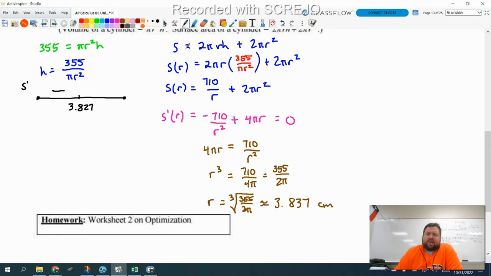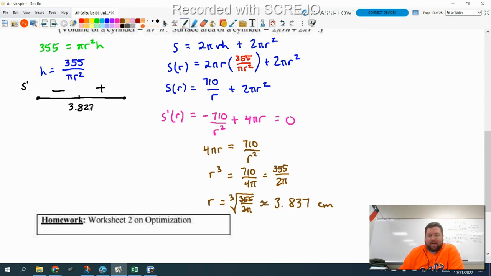All right, and then let's plug in like 10. All right, so if I plug in 10, I get 100. 710 divided by 100 is 7.1. All right, so that's negative 7.1. And then here I would get 40 pi. So 40 times pi, if pi was 3, that'd be 120. So it's like negative 7.1 plus 120, which is definitely a positive. All right, so it worked again.